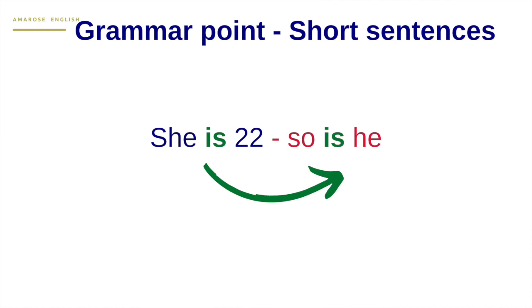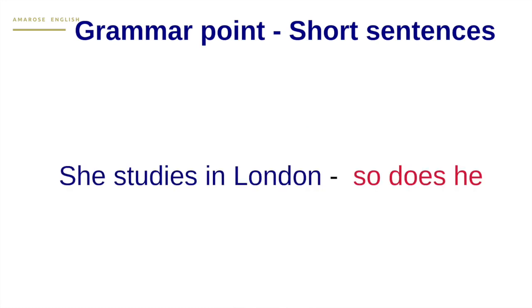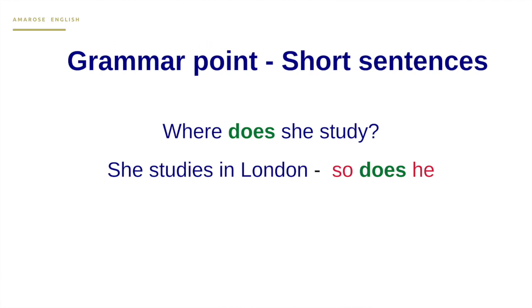Okay, the next one. She is 22. I probably would have asked, how old is she? She's 22. Oh, so is he. Yeah, so we're matching the auxiliary verb. She studies in London. Or I could say, where does she study? She studies in London. So does he.